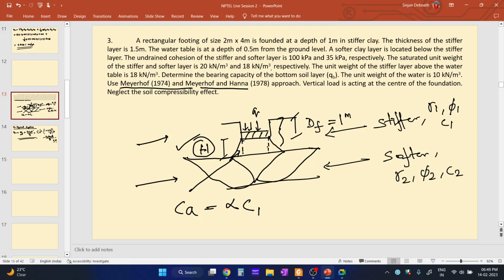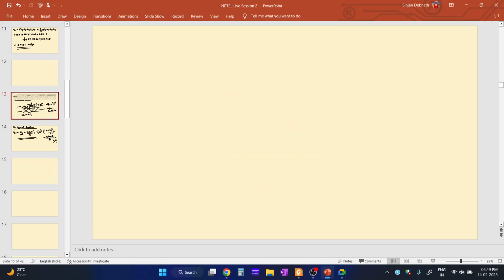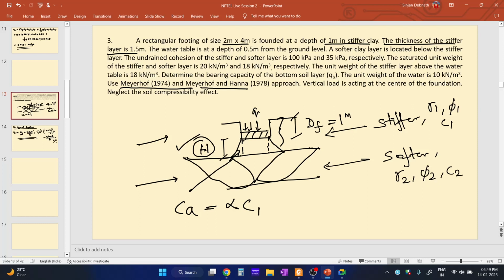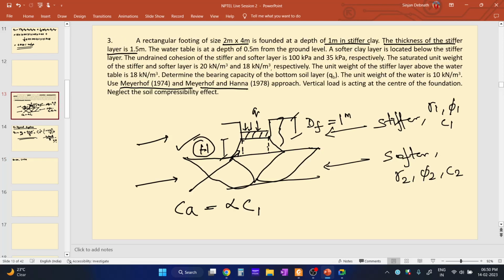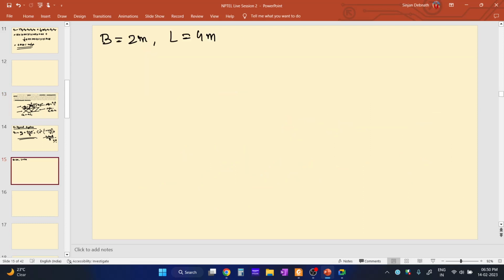A rectangular footing of size 2 meter by 4 meter is founded at a depth of 1 meter in stiffer clay. Okay, so there is no phi. The thickness of the stiffer layer is 1.5 meter. Let me draw it. So in the question it is saying that the size of the footing is 2 meter by 4 meter. So B is equal to 2 meter, L is equal to 4 meter, and it is founded at a depth of 1 meter in stiffer clay. So DF is equal to 1 meter.